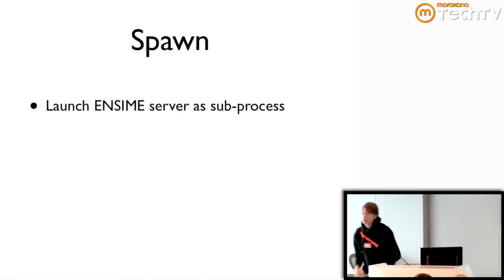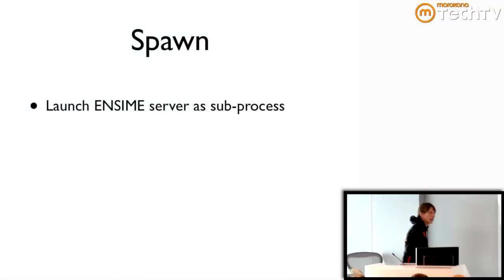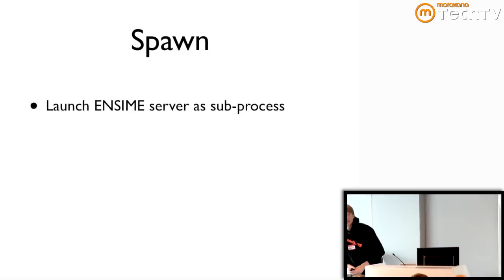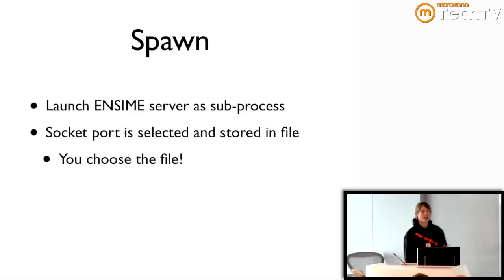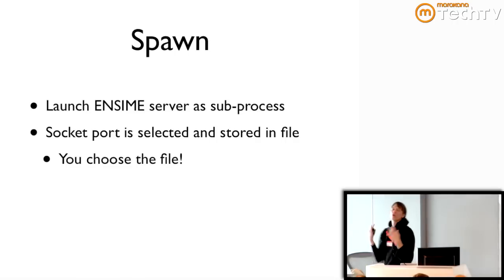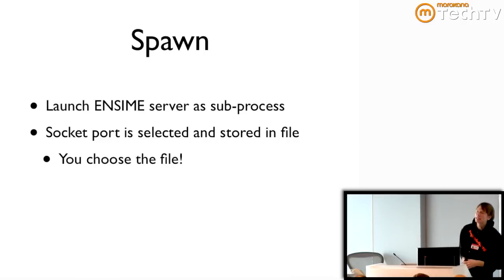If you are an implementer trying to implement ENSIME support in your editor, how do you do it? You spawn the sub-process. There's a batch script and a bash script inside of the ENSIME directory that you can use to launch ENSIME as a server. That's the easy part. When you launch it, you give it a file. This is a file that you select. It's a temp file or something. Just throw it somewhere. And ENSIME, when it starts up, will choose a socket port, something that's available on your system, and write that port out as an ASCII number into that file.